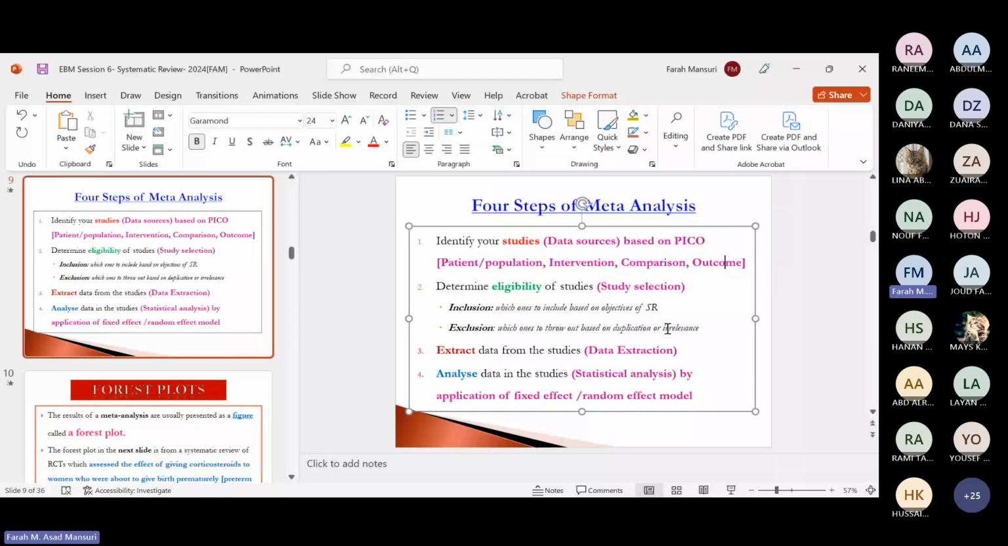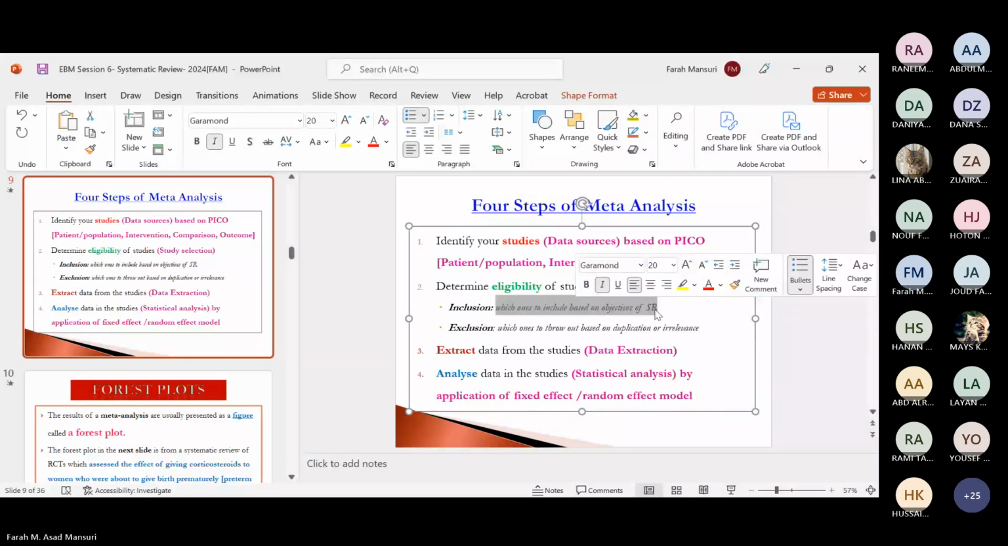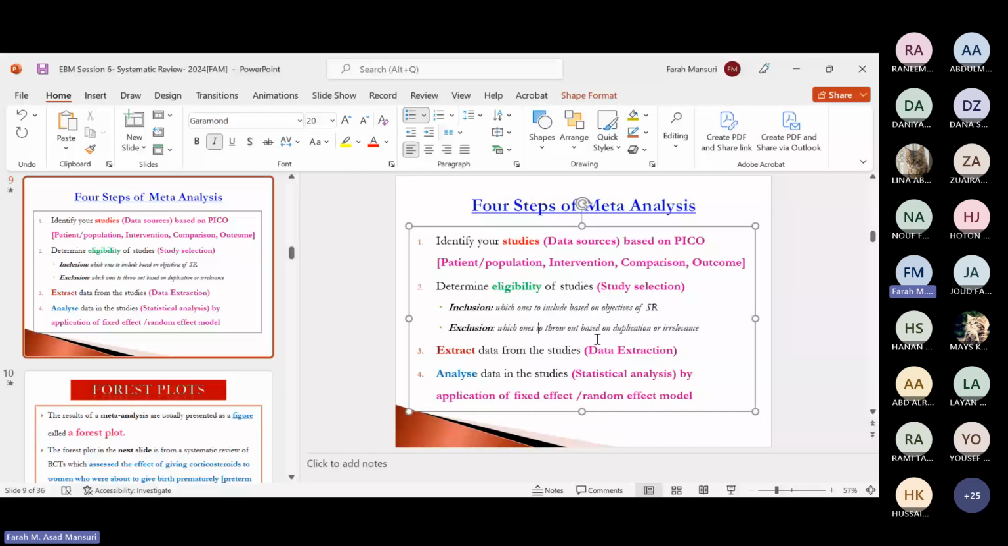So inclusion is always based on the objectives of your systematic review. There will be quite many articles, but then you have to exclude for duplication. That means if you are using three or four browsers for the literature review, the same articles may be published in different search engines. So you have to be careful in the selection of your studies.